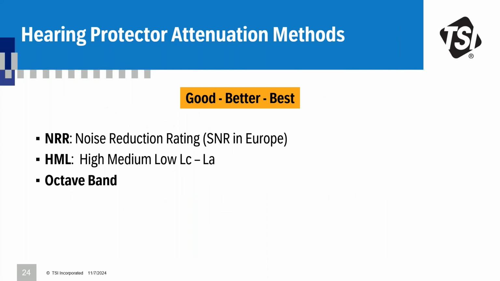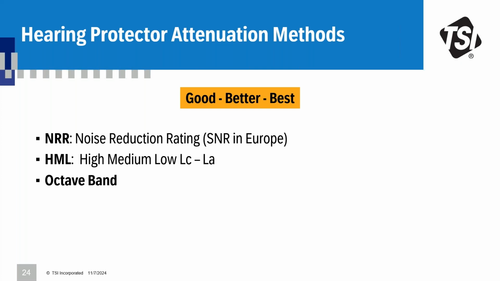Now, how do we apply octave band to hearing protector attenuation methods? You have a good, better, best type of scenario here. The NRR, which is the noise reduction rating, SNR for Europe, is in the good category here, because it uses a simple formula to determine the attenuation of a particular hearing protector. The HML, the high, medium, low, or some would call it the C-A that the SoundPro provides, is the second best method, right? The better methodology to determine the appropriate attenuation. And the octave band will be the best method to effectively determine the appropriate hearing protector for a particular worker.